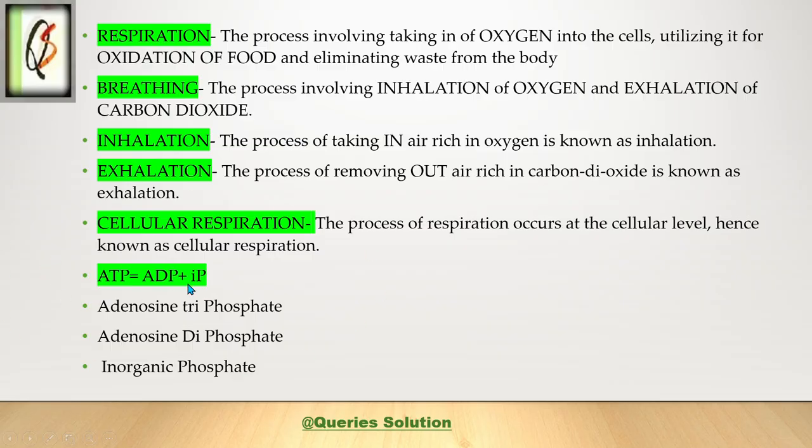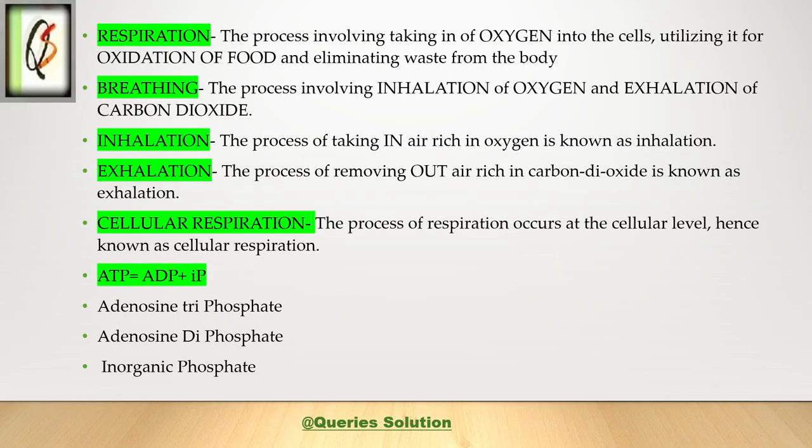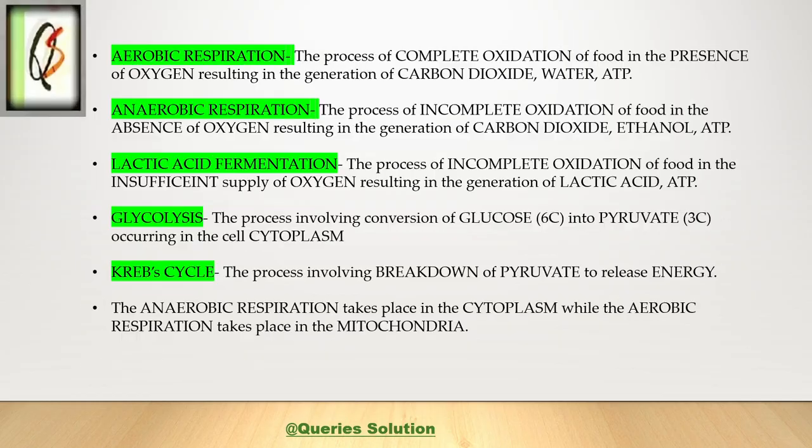Another important point that you should note over here: whenever we talk about respiration, we are talking about energy rich molecules, that is generation of ATP. So how is this ATP produced? ATP, which is adenosine triphosphate, as you can see here, is produced by the combination of two molecules, which are ADP, that is adenosine diphosphate, and along with this an inorganic phosphate molecule also. All right, so these are a few definitions with regards to the concept of respiration.